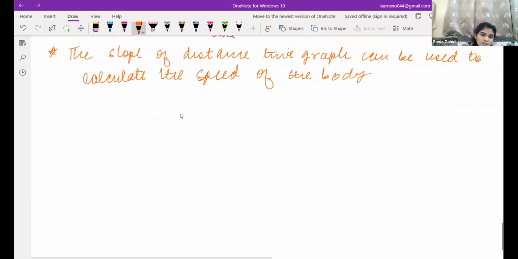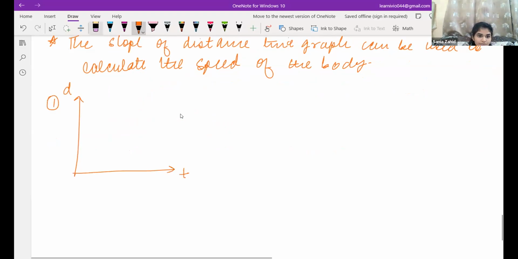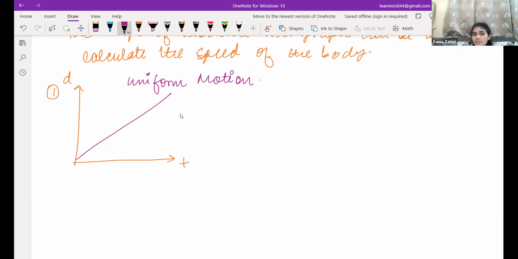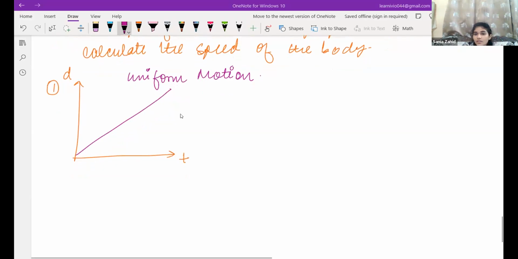The first one is the distance time graph, and let's suppose you have a straight line. Okay, so this is a uniform motion. Why is it uniform motion? Because you see that the slope is a straight line. That is why the speed is constant. The speed is constant. So that is why this is a uniform motion.